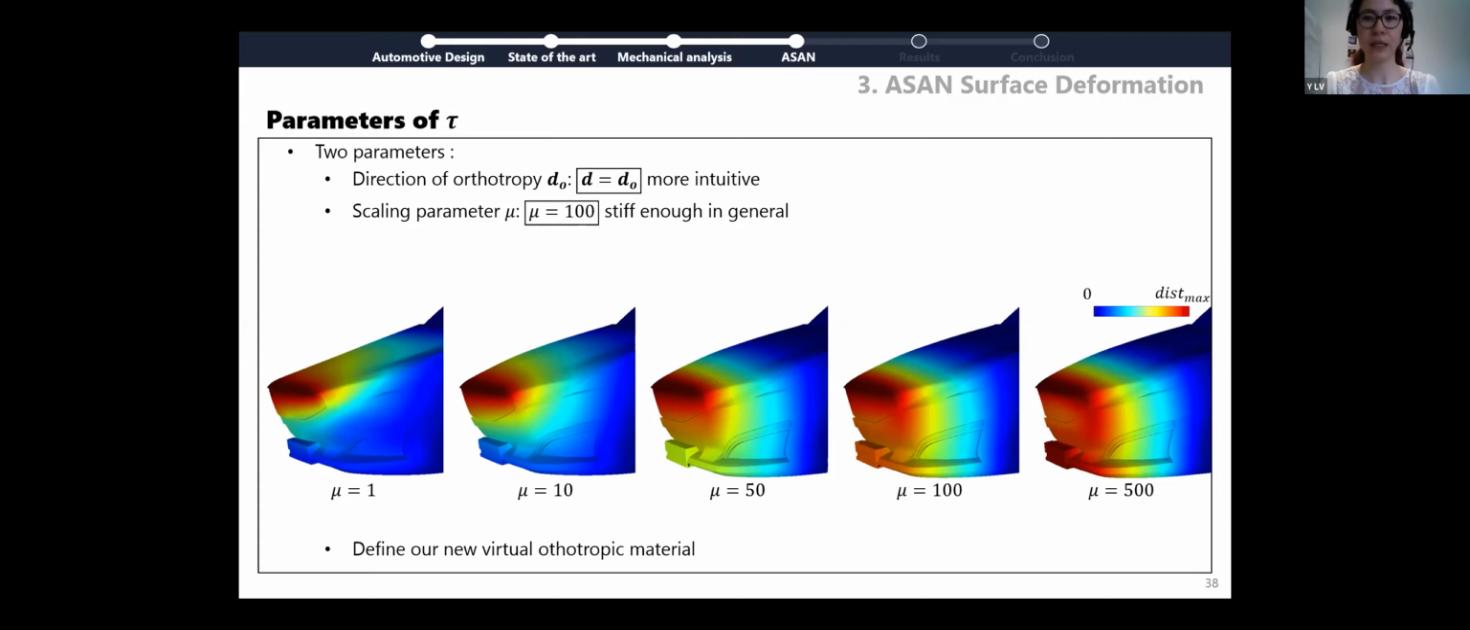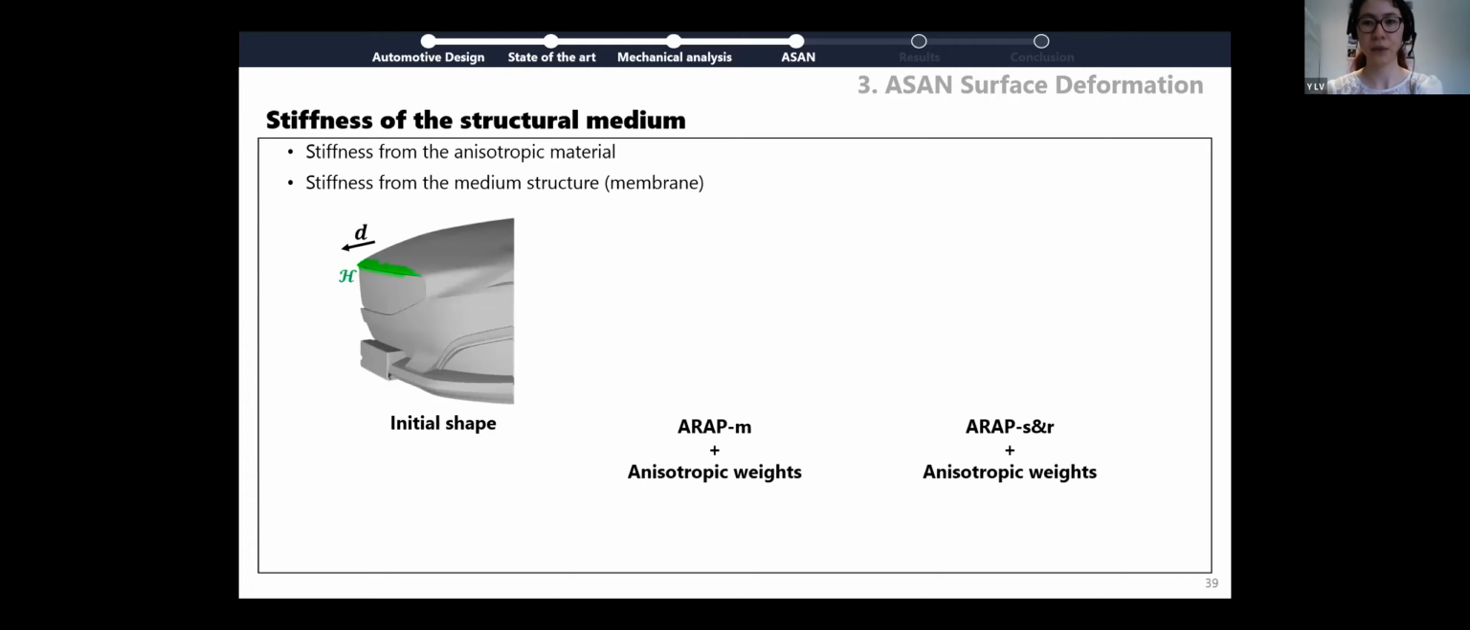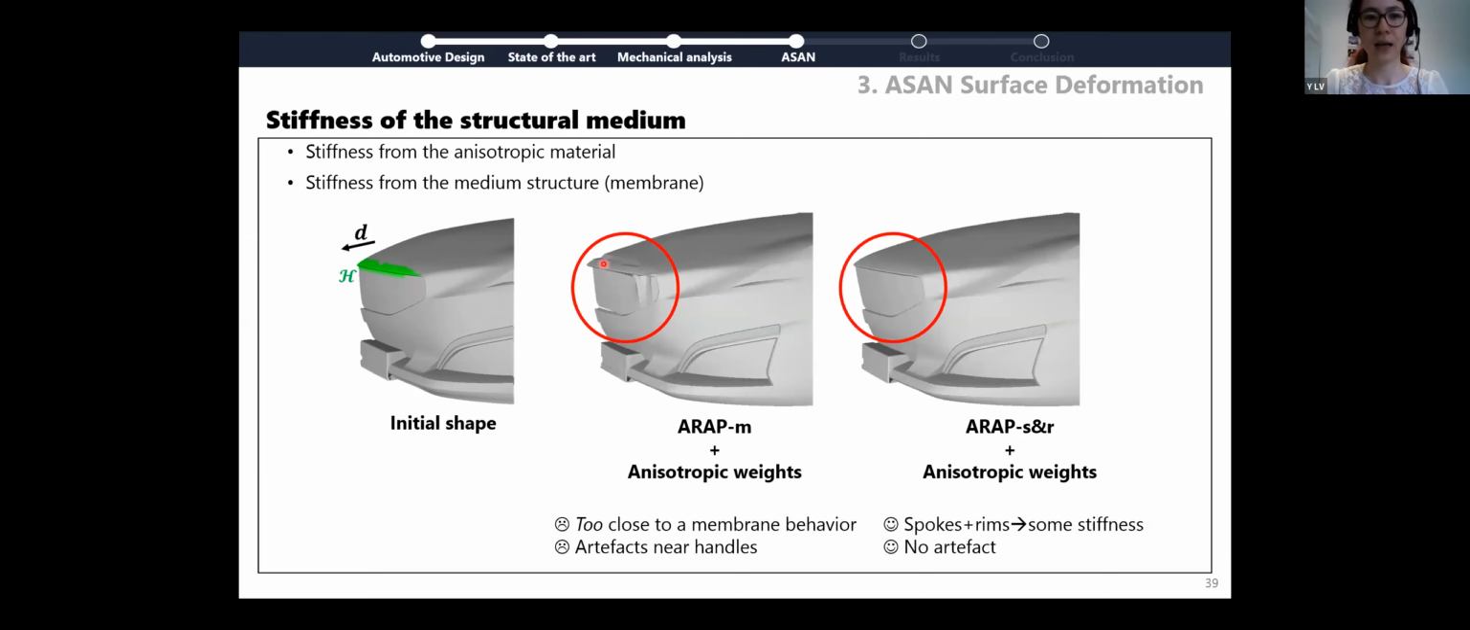Thus, we completely defined our new material, but recall that we also need to take the medium structure into account. For that, we considered the two ARAP methods that were the closest to a mechanical membrane medium, to choose with which one to use our anisotropic weights. While ARAP-M gives artifacts near the handle, ARAP spokes and rims behaves better. We thus chose this method as the functional defining our structural medium.